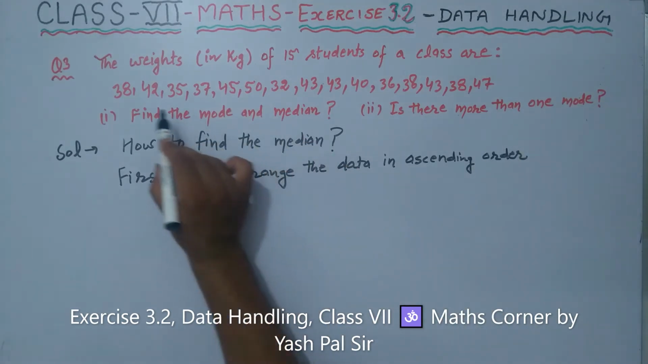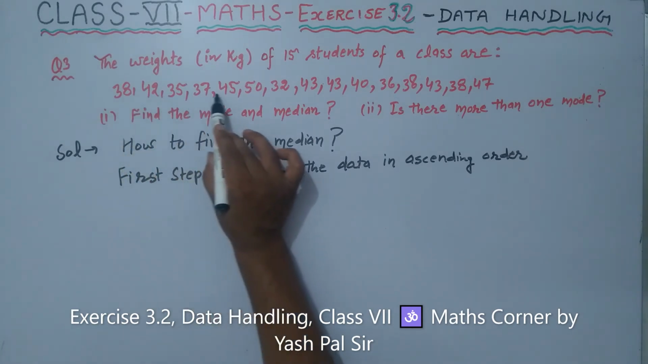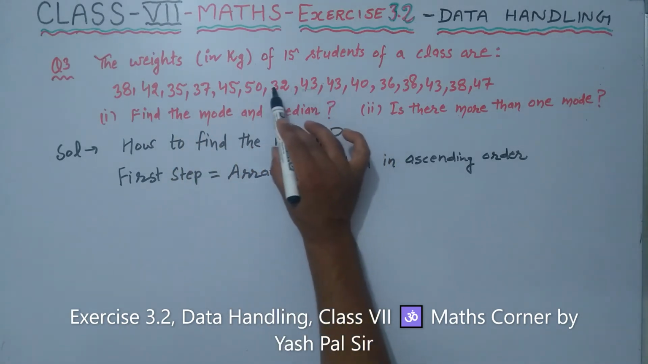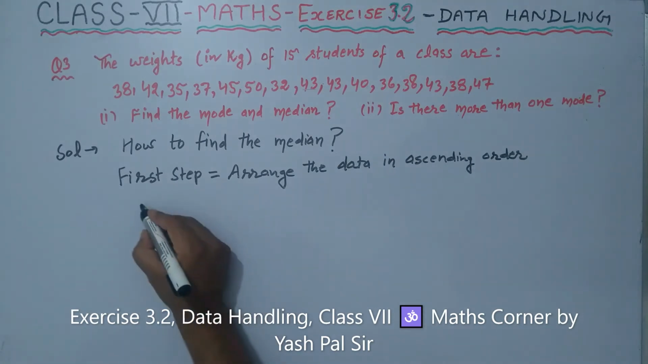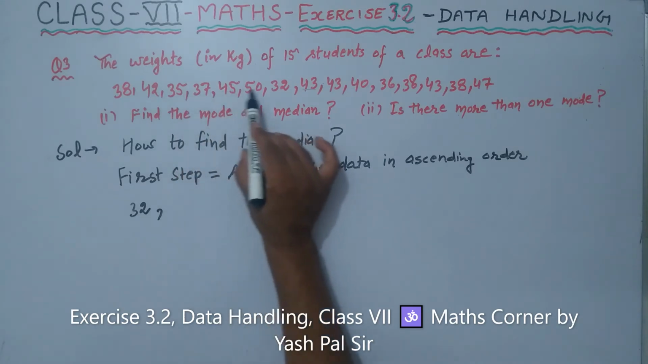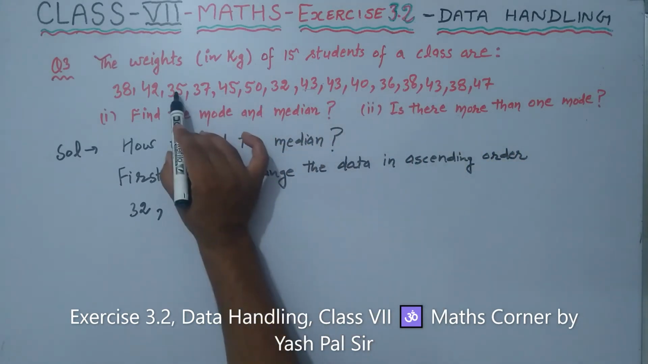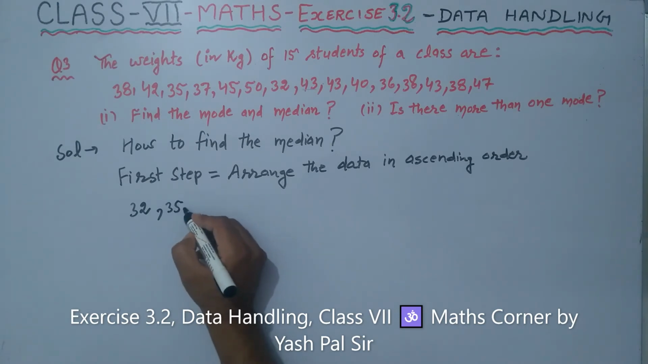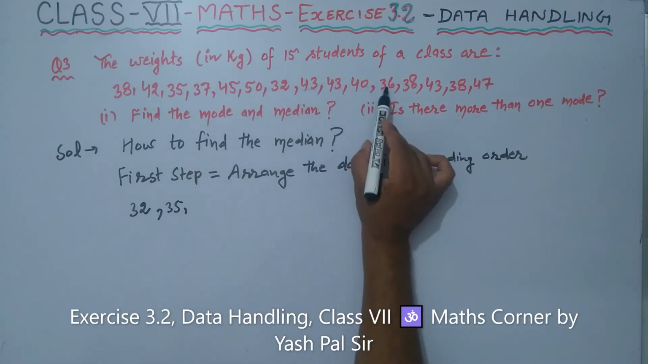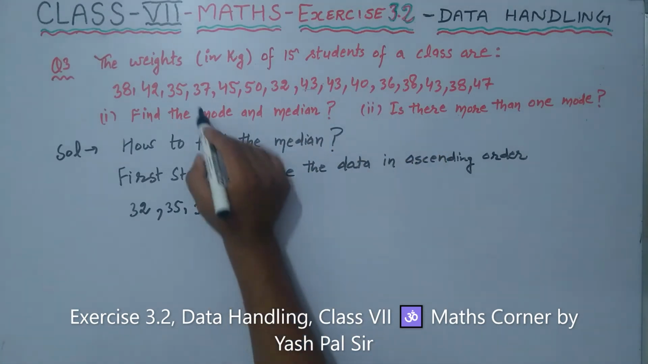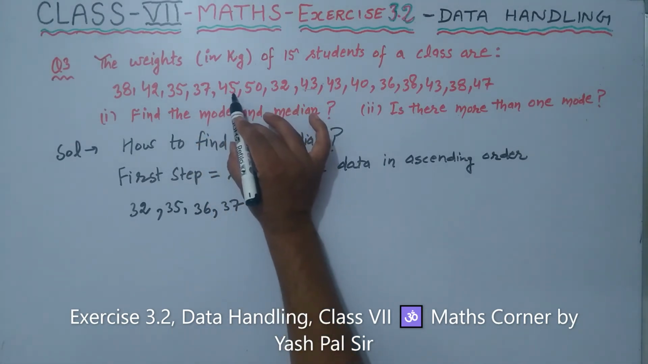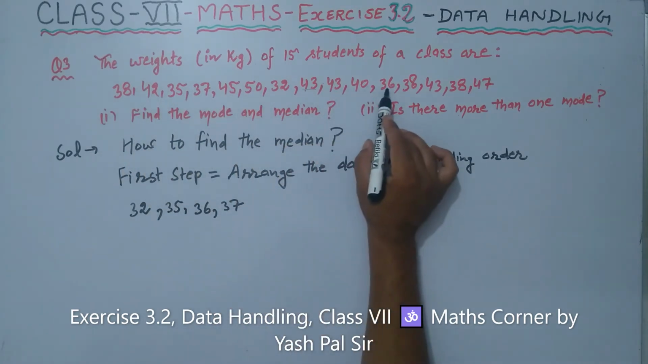So here ascending order means which one is the smallest number? 38, 35, 32. So 32 is the smallest. After 32, which comes after 32? This is 35. Okay. After 35, this is 36. Next number is 37. After 37, we have 38.